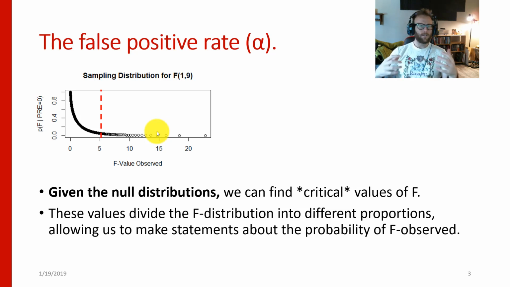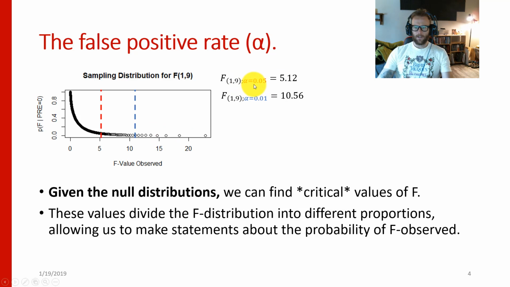However, we could choose other values of alpha and therefore have other F critical values that we might want to use. So, if alpha is 0.05, the critical F value is 5.12, as illustrated by the red line here. However, if alpha is 0.01, so we're going to have a 1% chance, then the critical value is 10.56. So now that's going to be represented by the blue line drawn here. So you can see then, let's say we got an F observed value of 7, which would be somewhere in the middle of these two.